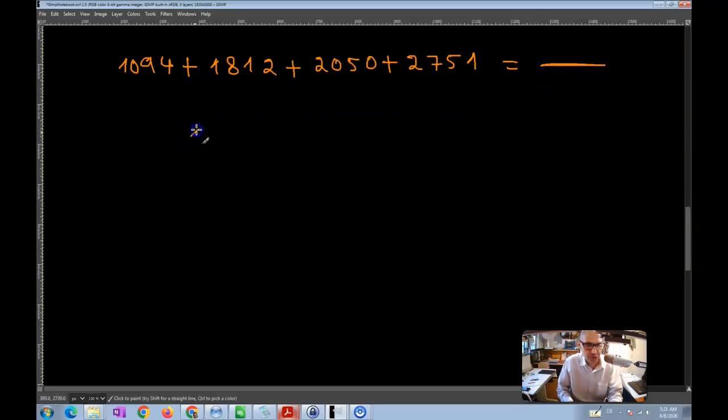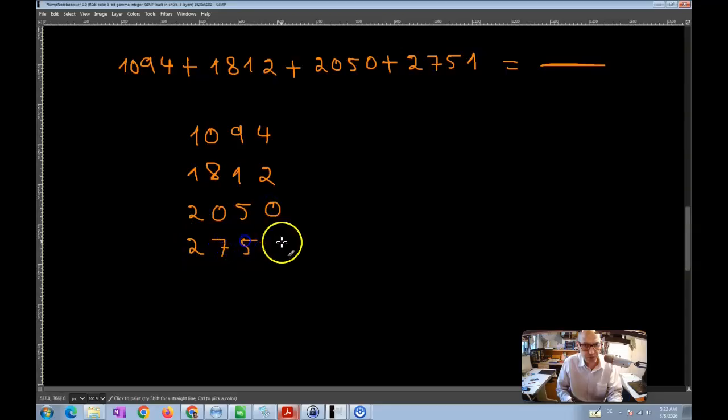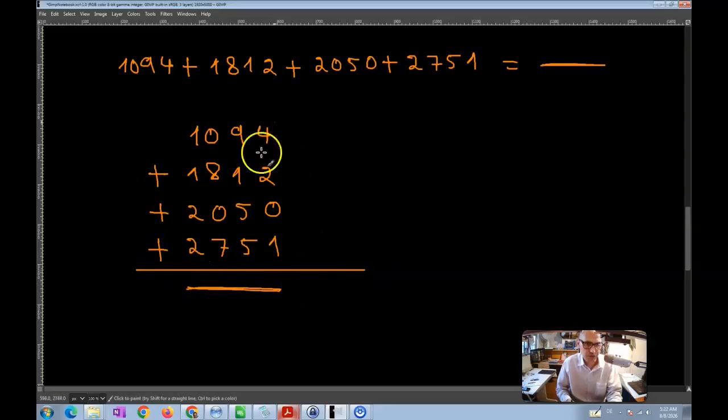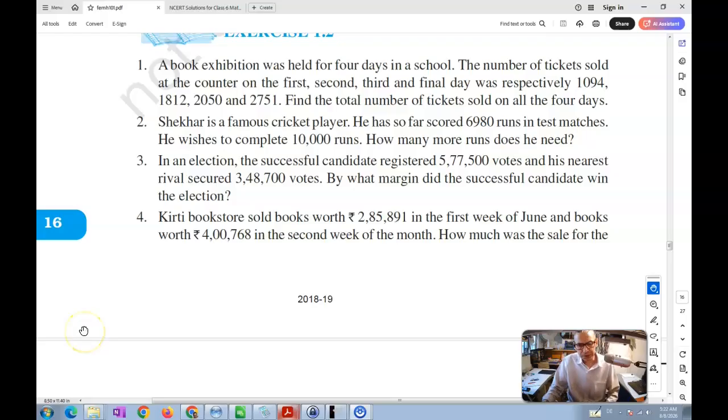Another way, you can write 1,094 and 1,812 and 2,050 and then 2,751, and then add all of these together, and then you would write the sum over here. So those are different ways to write it. And of course you know addition, and you can do the addition yourself and then check your work with the calculator. So this is something simple.